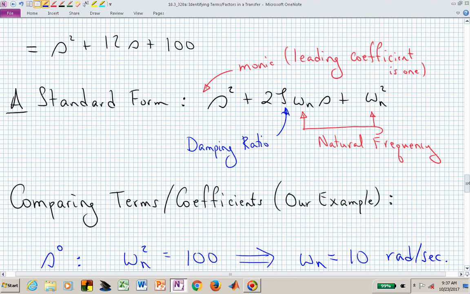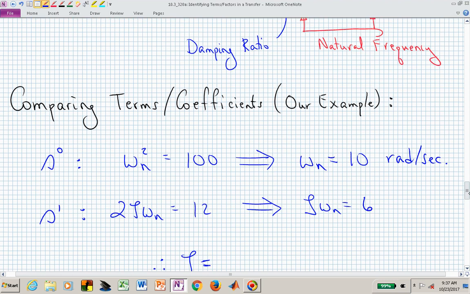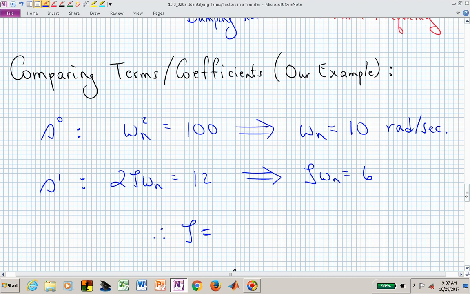And the 2 zeta omega sub n, that's all equal to 12. With that being equal to 12, we can then say, oh, zeta omega sub n is now 6. And we've already found omega sub n, so let's divide that out. And now we have zeta is 6 over omega sub n. Omega sub n we just found, that's 6 over 10. Or now zeta, which we will find is between 0 and 1, in this particular example has a value of 0.6.